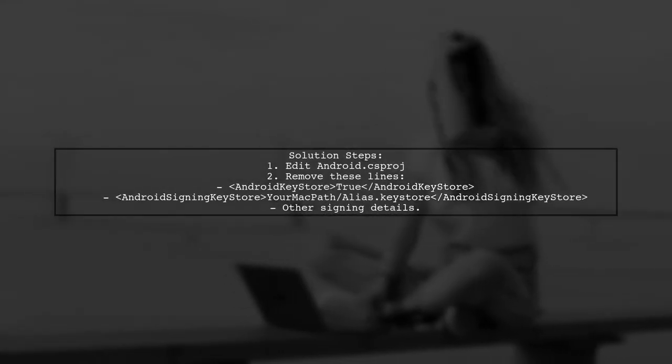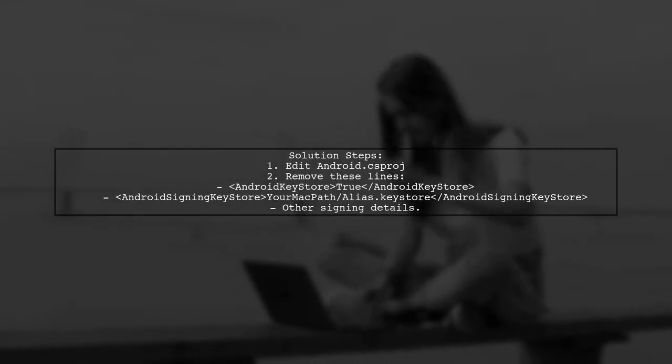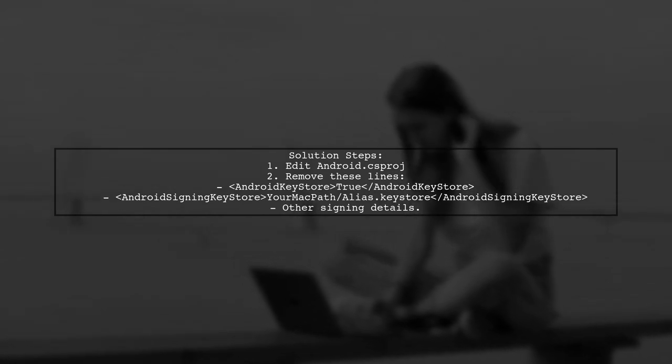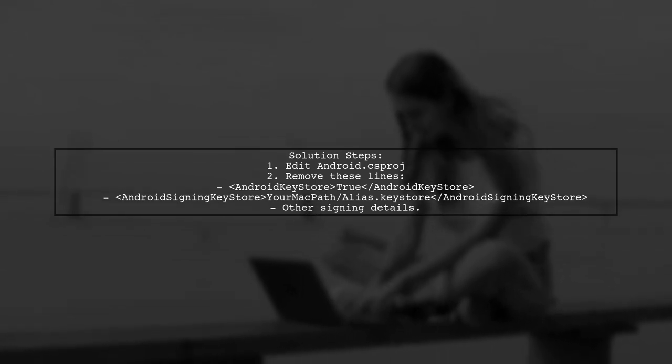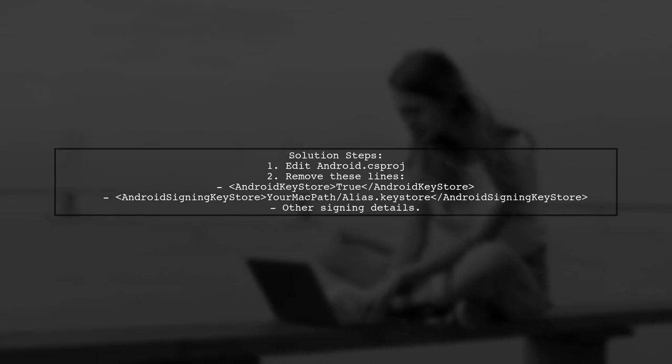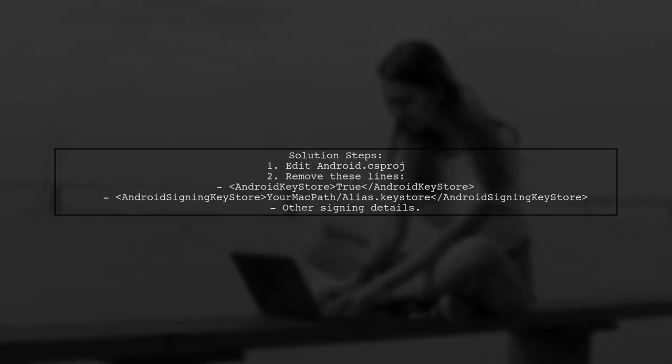To resolve the issue, the user edited the android.csproj file using a text editor. They removed specific lines related to the keystore settings that pointed to the Mac path. After making these changes, the user was able to configure the keystore settings correctly in Visual Studio on Windows. They hope this helps others facing the same issue.